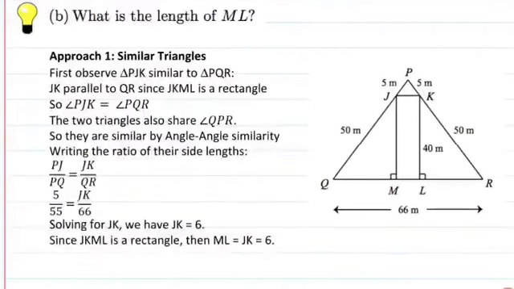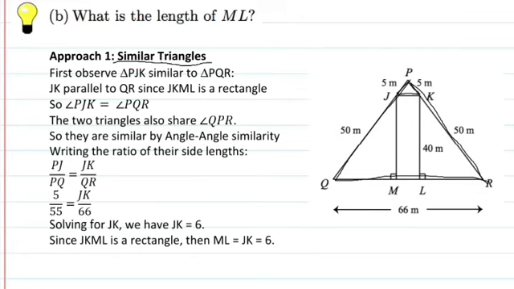Part B reads, what is the length of ML? For this, we'll also look at a couple of different approaches. First, let's look at using similar triangles. First, we'll claim that triangle PJK, the small one up here, is similar to triangle PQR, the big one. And we'll show why that is.